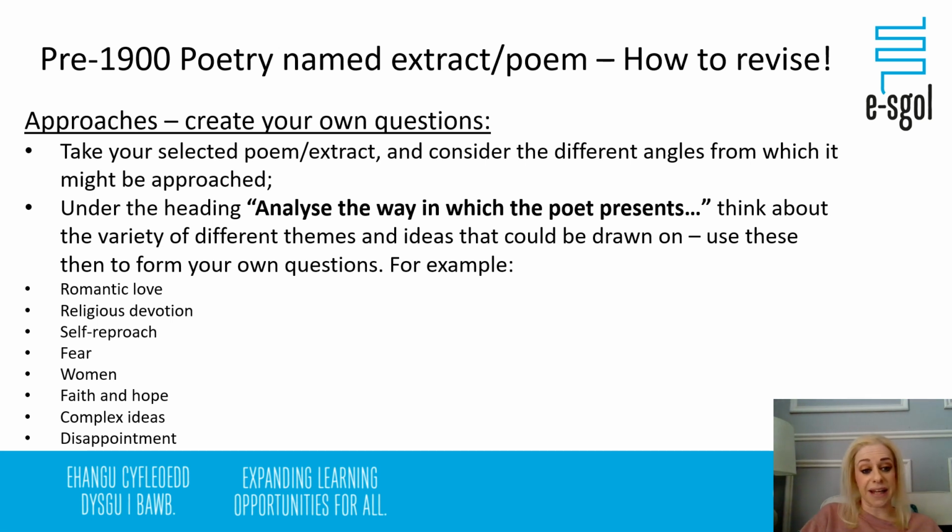These could be about things like romantic love, religious devotion, self-reproach, fear, women, presentation of women, faith and hope, complex ideas, metaphysics, disappointment. You will be most familiar with the kinds of things to be found in your particular poet's collection, and so you'll be able to make best use of this list and discount any that don't often come up in your particular poet.